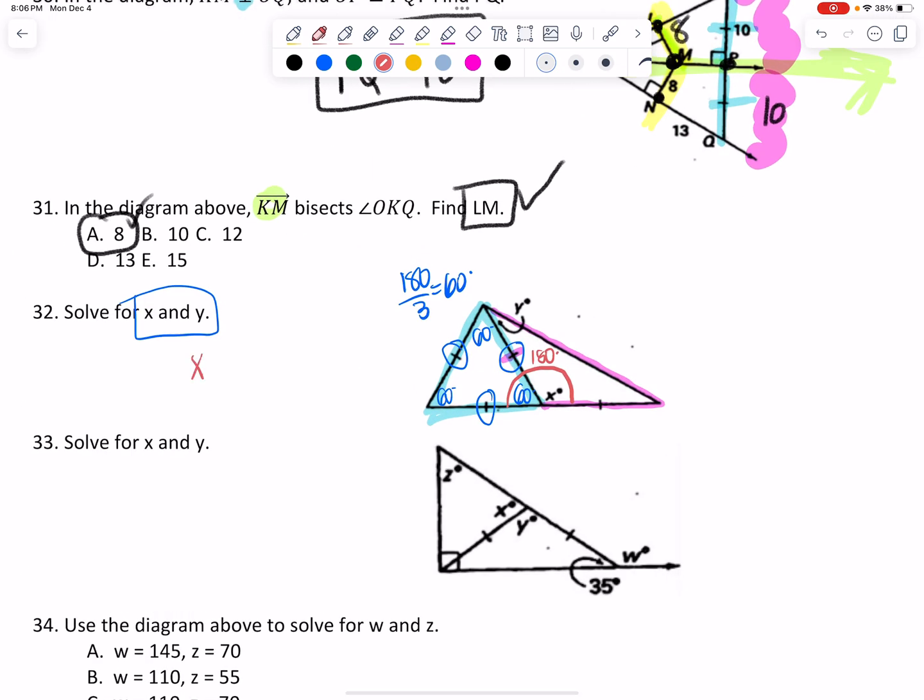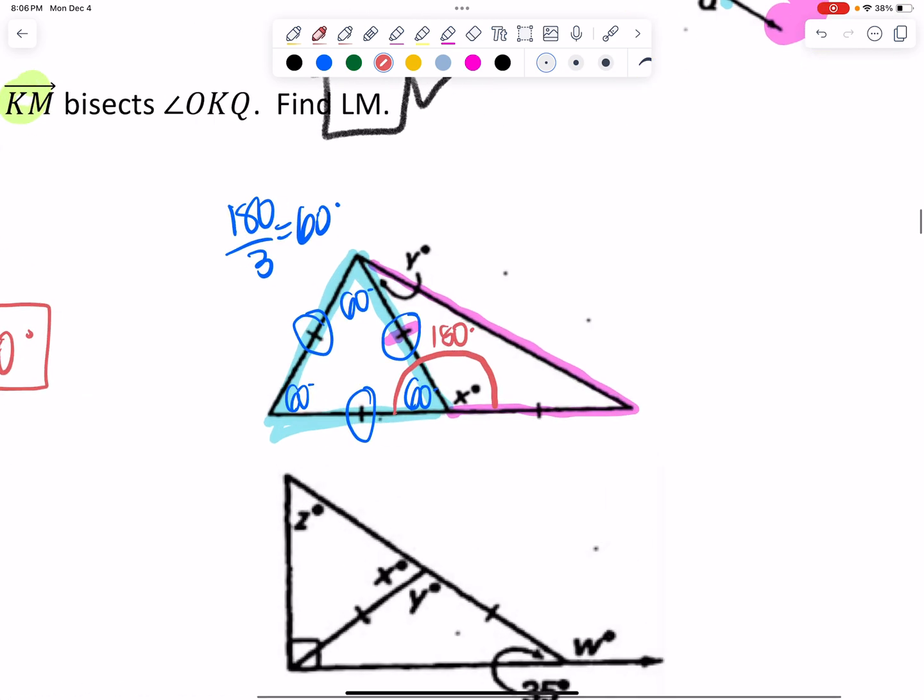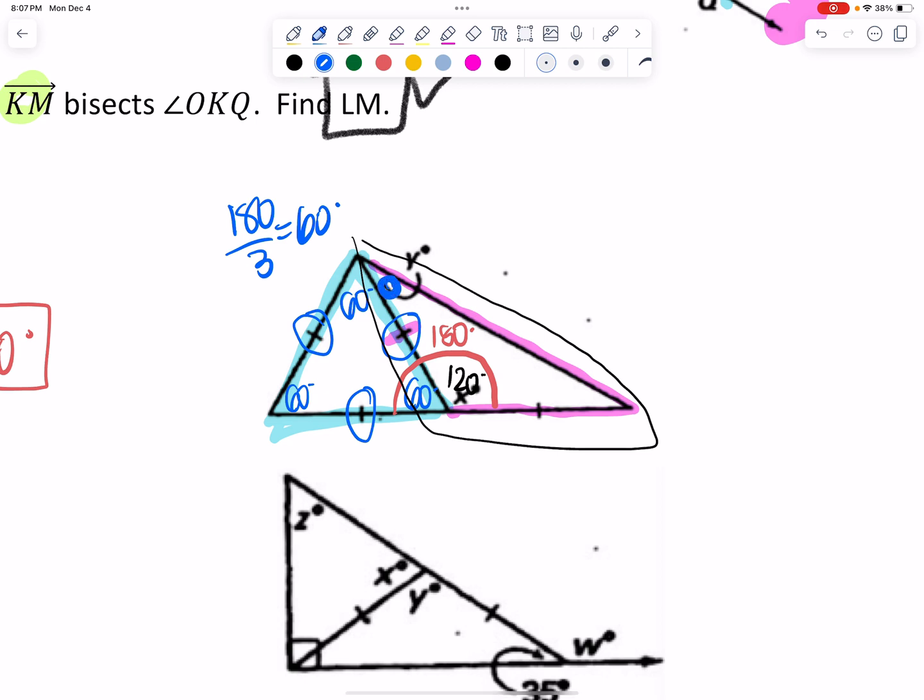So X is going to be 120. Solving for X first actually allows me to solve for Y. Because I know that if this is 120 degrees, this pink isosceles triangle on the right, that vertex angle is 120. The angles that sit on that base are going to be congruent, so angle Y is going to be the same thing as this.